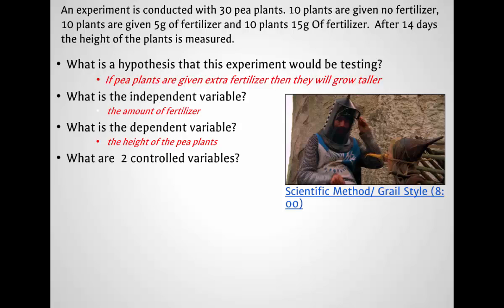How about some variables that would have to be controlled? Variables that would have to be held constant. Give me one, Nate. The amount of water given. The amount of water that they're given. Matt? The brand of fertilizer. The brand of fertilizer. The type, Sophia? The type of pea plant. Correct. All those things.